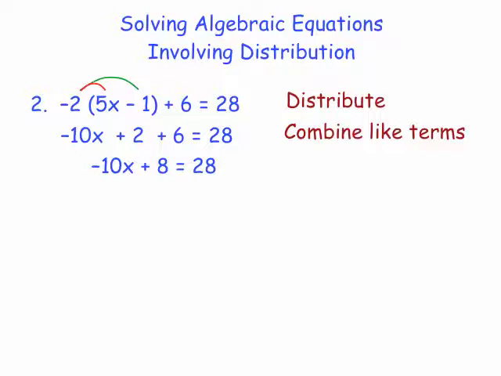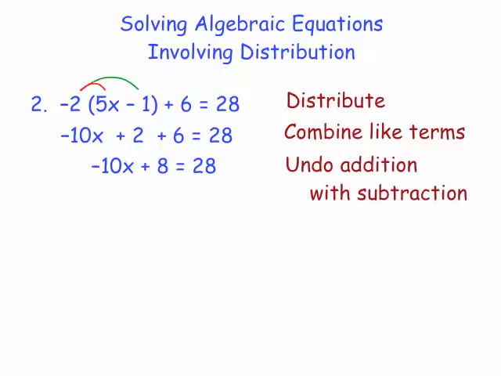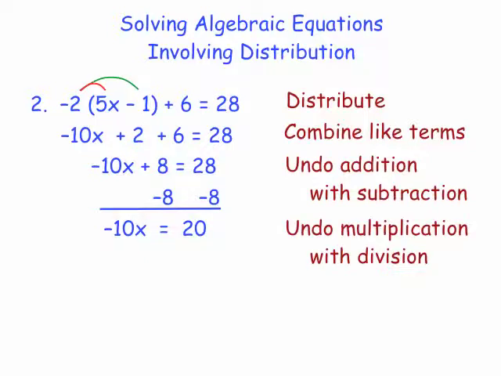And again, I have a two-step equation where I can undo addition with subtraction. I'll subtract 8 from both sides. I get negative 10x equals 20. Then I'll divide both sides by negative 10 in order to undo the multiplication with division. And when I divide 20 by negative 10, I get x equals negative 2.